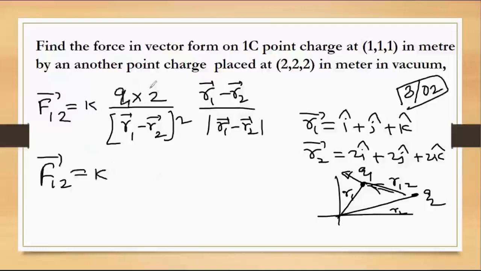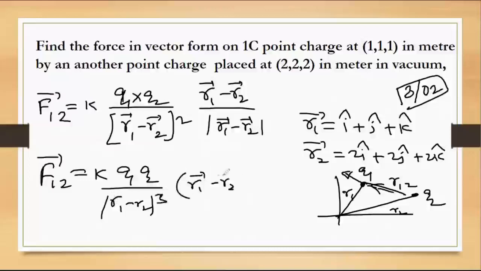Just write Q1, Q2 only. Okay, first. So you can simply write K Q1 Q2 by R1 minus R2 whole cube into R1 minus R2. So that will be your answer, okay?